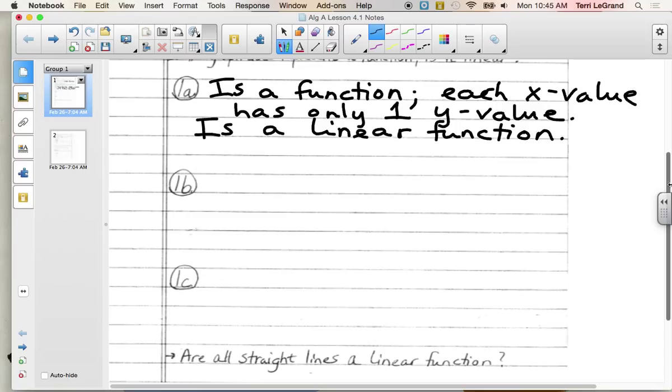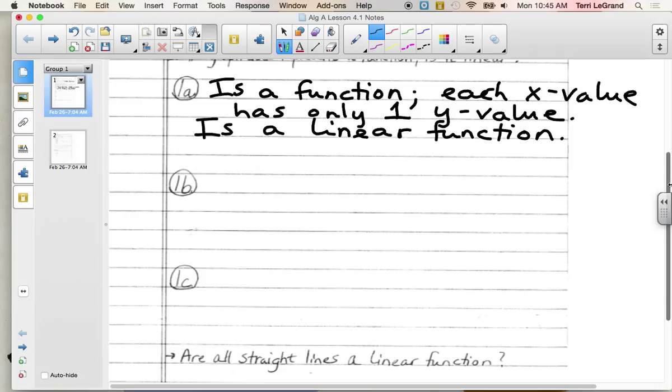How do you feel about 1b? Take a look at it. First of all, the first question is: is it a function? Yes, it represents a function. Okay, and our reasoning would be what? Trey, what's our reasoning for why 1b is a function? None of the points are on the same vertical line. Okay, so each x value again only has one y value.